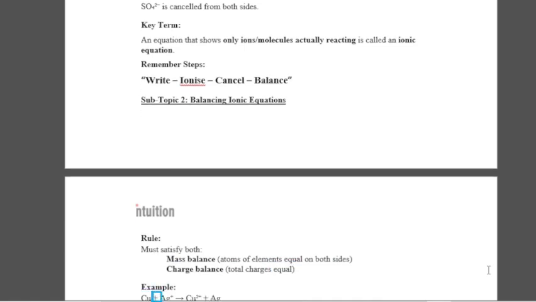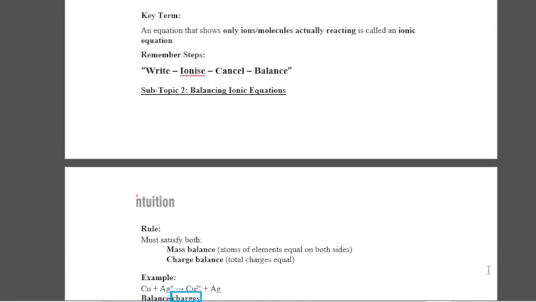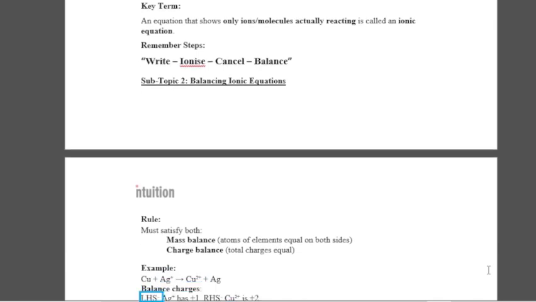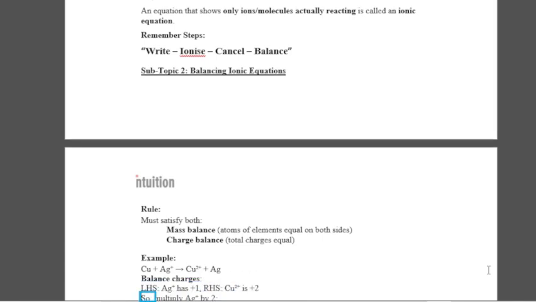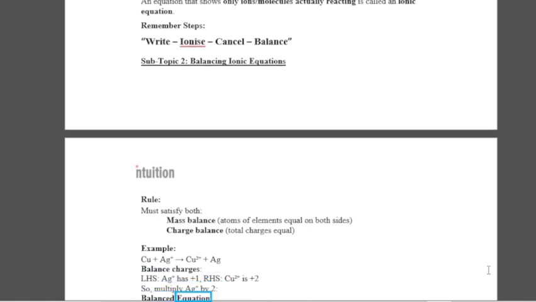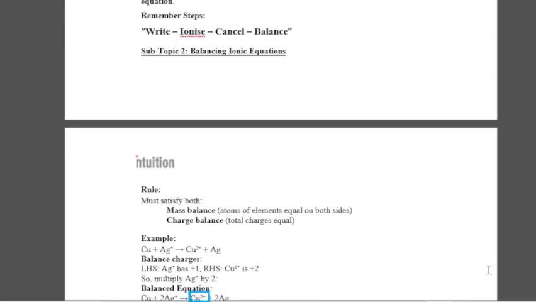Example: Cu plus Ag+ gives Cu2+ plus Ag. Balance charges. On the LHS, Ag has plus 1, on the RHS, Cu2+ is plus 2. So, multiply Ag+ by 2 for a balanced equation: Cu plus 2Ag+ gives Cu2+ plus 2Ag.